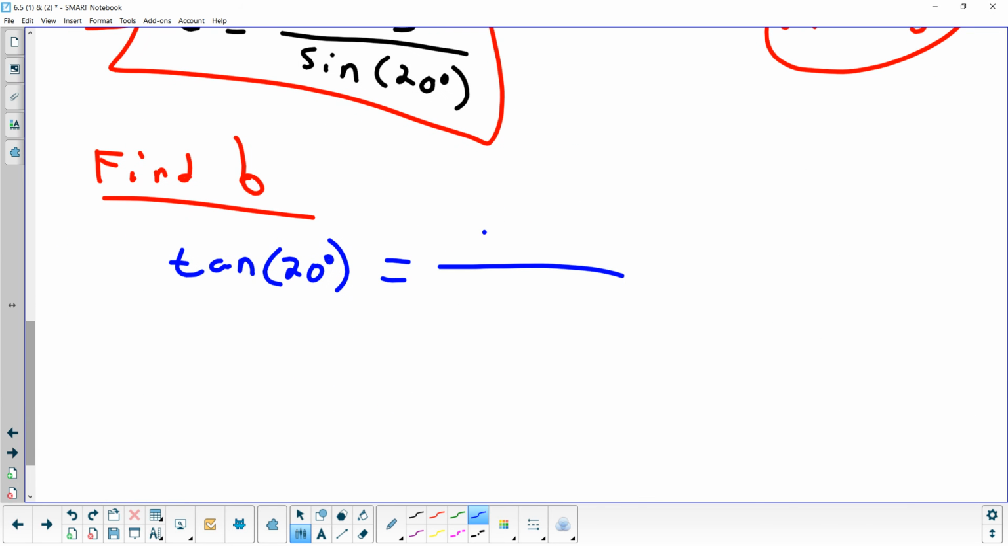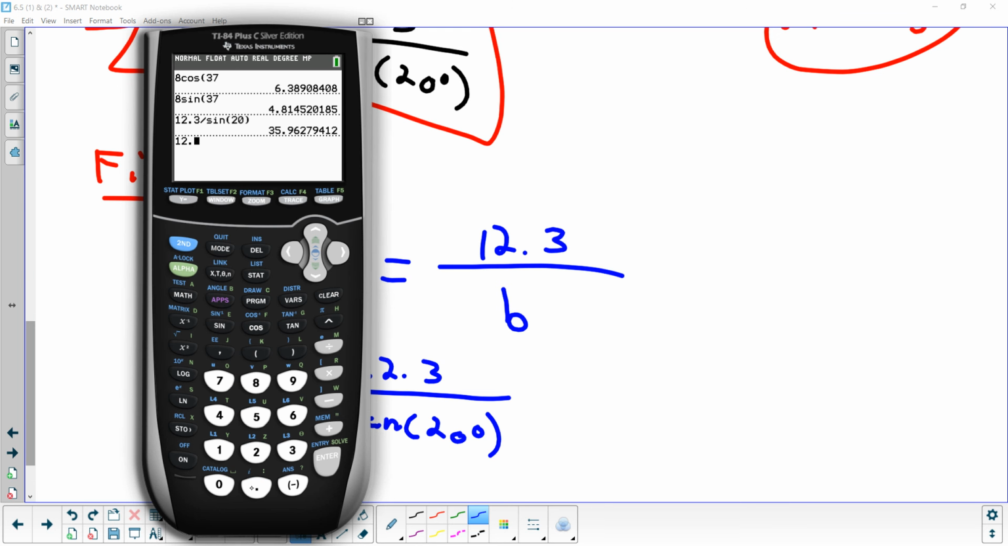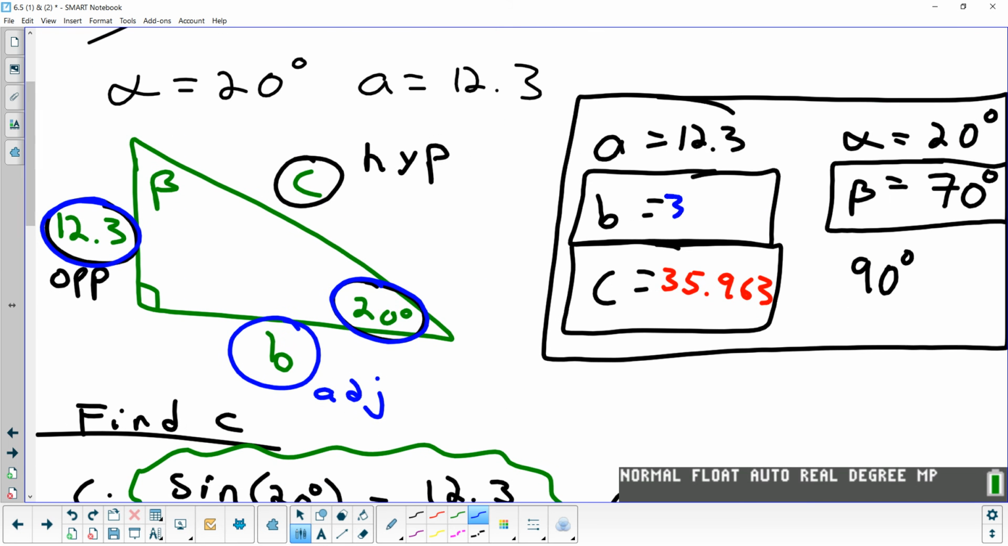Yep. So we're going to end up with the same kind of thing that happened last time, except now I'm going to use the shortcut. B equals 12.3 stays right where it is. Tangent 20 goes to the bottom. All right, and let's see what we got. 12.3 divided by tangent 20 is 33.794.